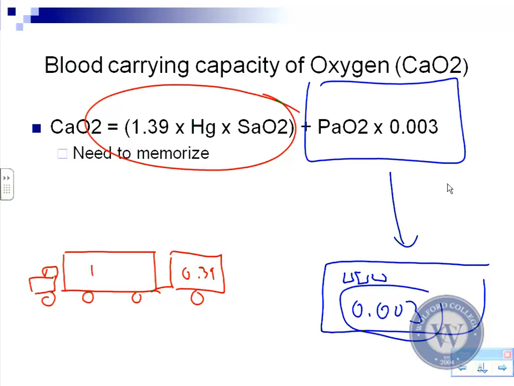Now, that being said, this value will vary between textbooks. Americans will use the 1.39 value. If you read British literature, it'll use 1.32 to 1.34. Why the difference? Because hemoglobin is different in British blood?